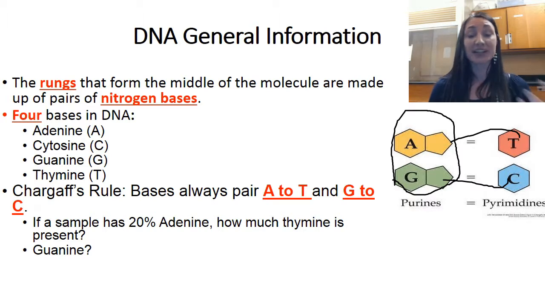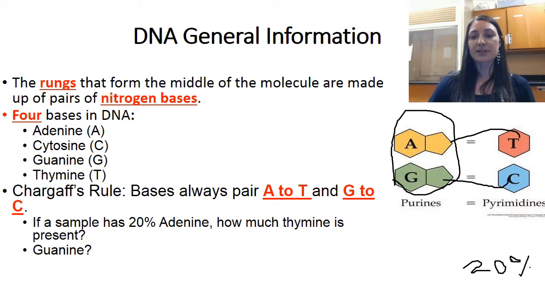So now you would be expected to answer questions such as, if you had 20% adenine in a sample, how much thymine is present? Well, we know that adenine and thymine should be in equal amounts because they're always paired together. So if we have 20% adenine, we also have 20% thymine. If you have 20% thymine and 20% adenine, that's a total of 40%. So the other part that's left is 60. You have 60% of a DNA sample that has guanine and cytosine, and because they are found in equal amounts, you would have 30% guanine and 30% cytosine.